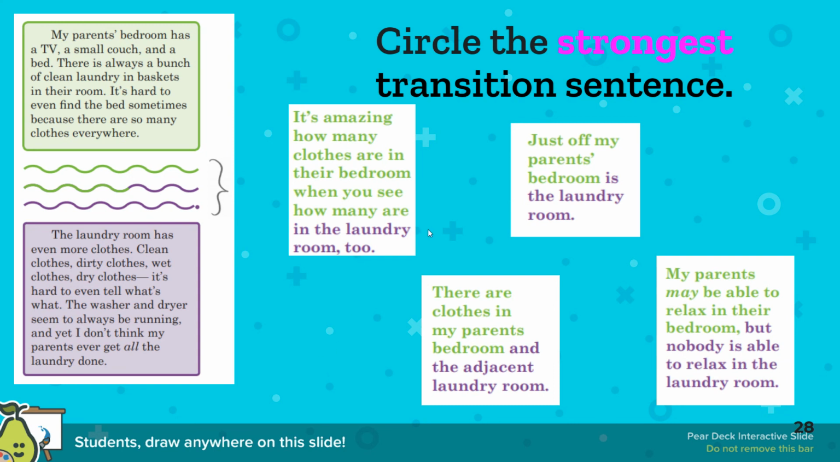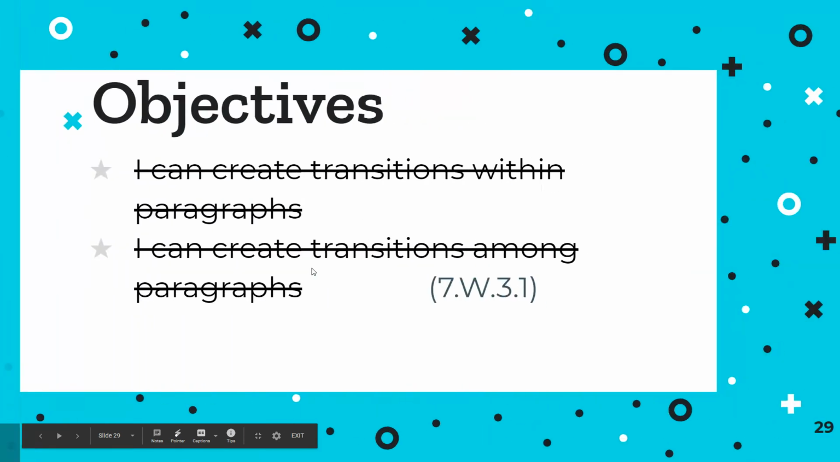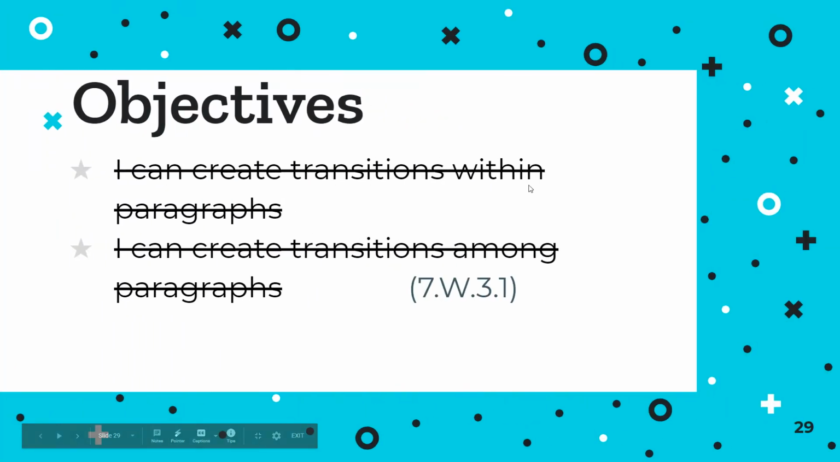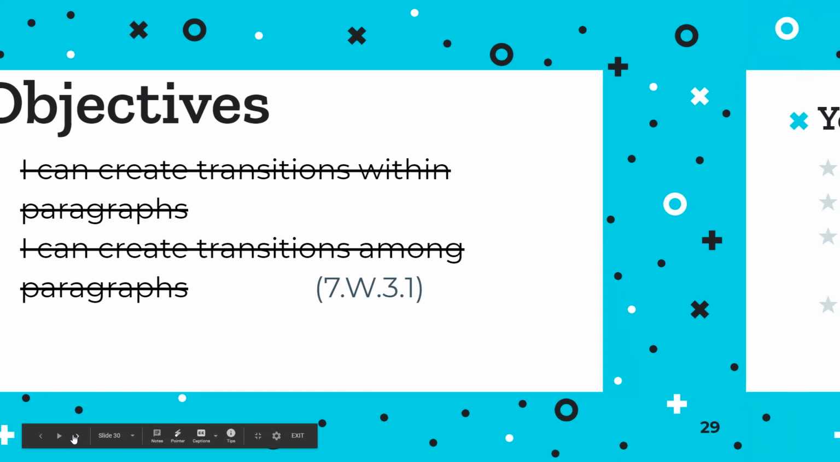Okay, the strongest sentence would be, it's amazing how many clothes are in their bedroom when you see how many are in the laundry room too. That would make the most sense. So we created transitions within paragraphs. We created transitions among paragraphs.